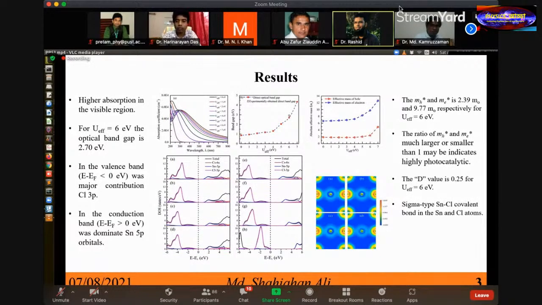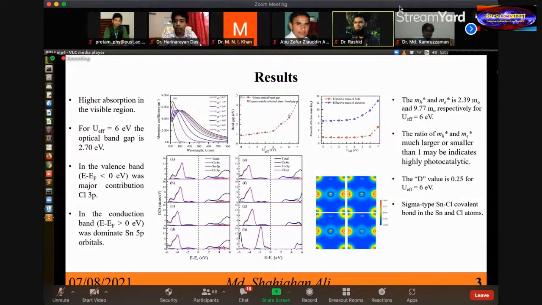The optical band gap is 2.7 electron volt, which is 90% accurate compared with the experimental result. The density of states indicates that tin 5p and chlorine 3p orbitals make the valence band, and tin 5p and cesium 6s orbitals make the conduction band.